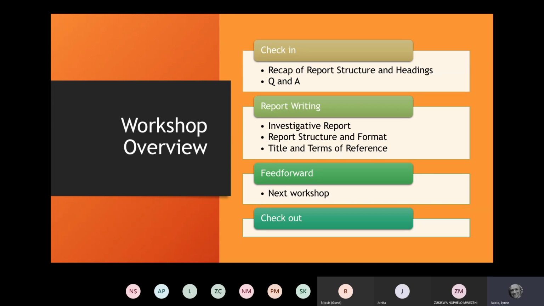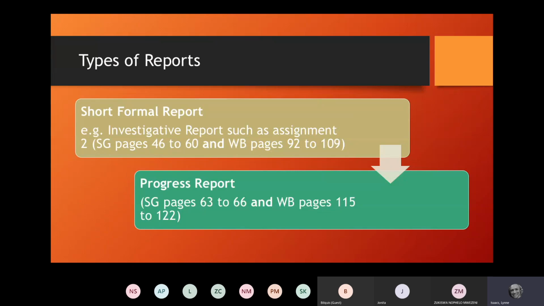Later on, I'll give you some details on the next workshop, and we'll do a checkout. So just a quick recap of what we covered in the last session, where we spoke very briefly and very broadly and in general about the short formal report and those page numbers. Please go to your study guide and your workbook. Maybe you need pen and note paper to take these things down so that you can go and interact with your learning material.